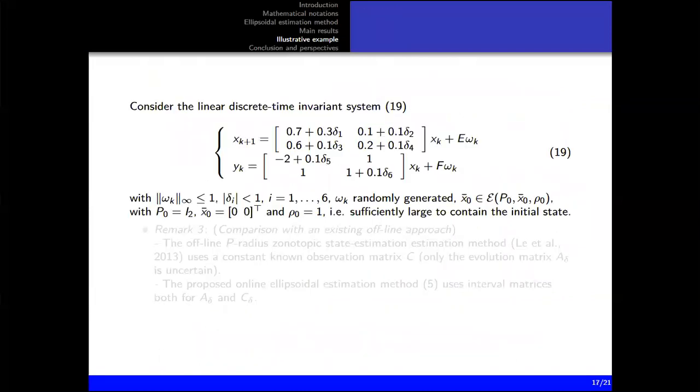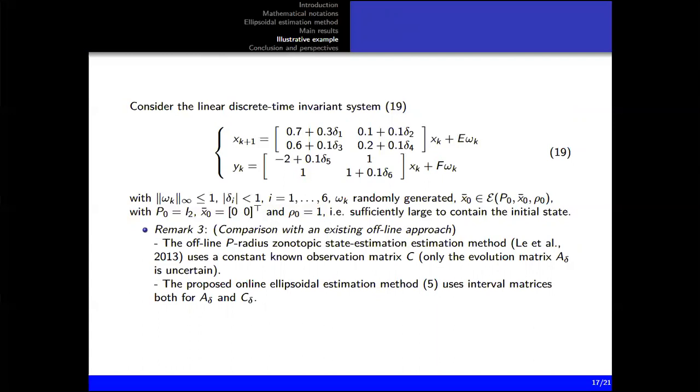This method is applied for this example of 2 dimensions and 2 outputs. We consider that the infinity norm of omega is less than or equal to 1, and the initial ellipsoid is this one, which is an arbitrary initialization. This method is compared to the offline per-radius zonotopic estimation method. This method uses a constant known observation matrix C, which is chosen as equal to its center. Only the evolution matrix A is uncertain. The proposed online estimation method uses interval matrices for both A delta and C delta.